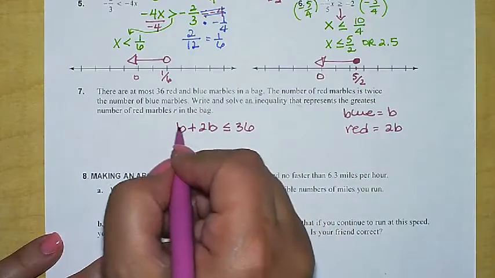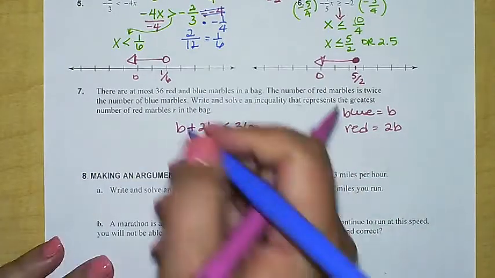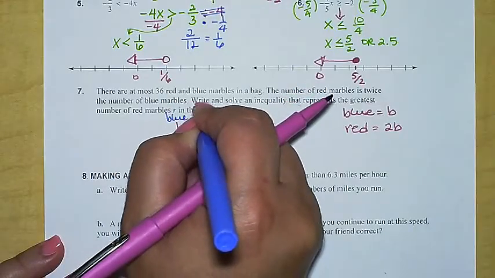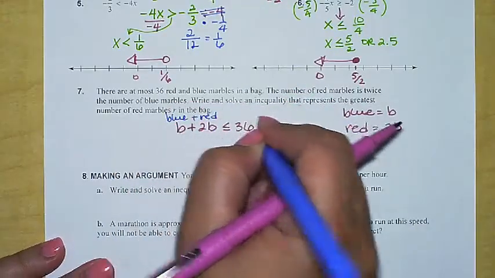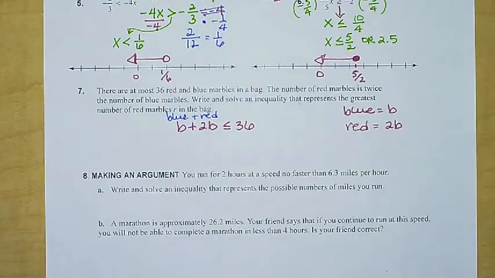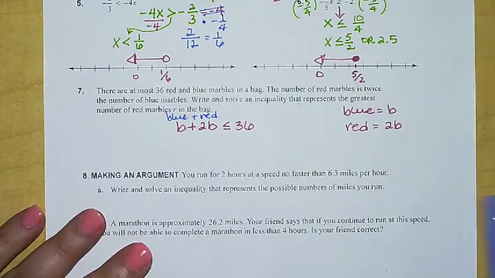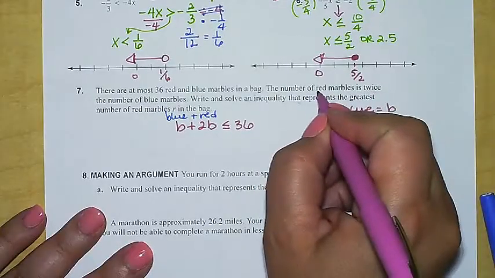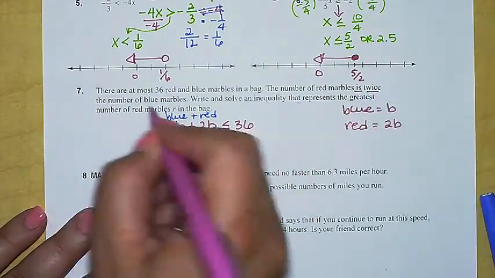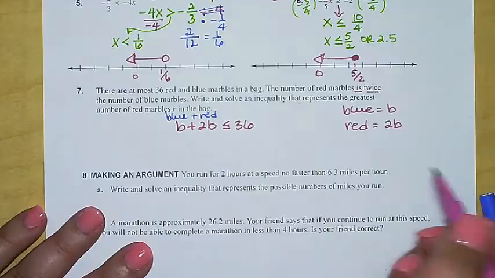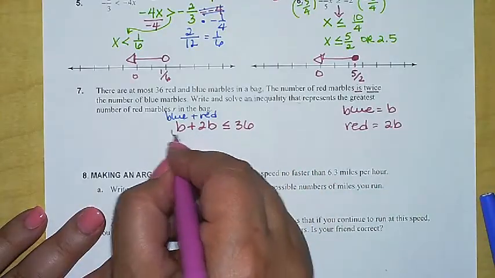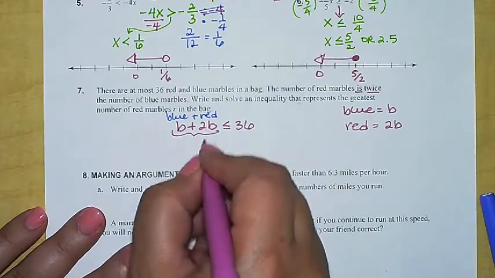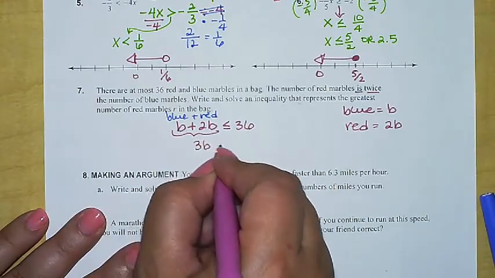Okay. So this is my blue marbles plus my red have to be less than or equal to 36 because it says at most 36. But instead of using a B and an R, since they told us that the number of red is twice the number of blue, we can use the same variable for that. So there's our inequality, and this does simplify because we've got a like term here. So the B plus the 2B really simplifies to 3B.